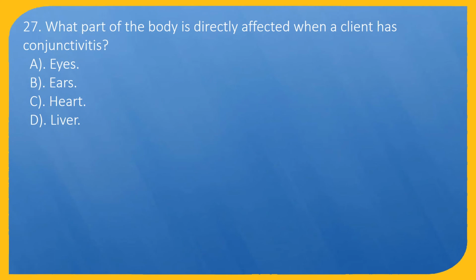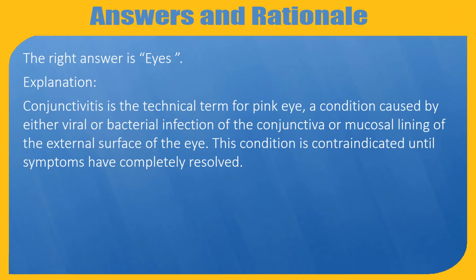Question 27. What part of the body is directly affected when a client has conjunctivitis? A. Eyes. B. Ears. C. Heart. D. Liver. The right answer is eyes. Explanation: conjunctivitis is the technical term for pink eye, a condition caused by either viral or bacterial infection of the conjunctiva or mucosal lining of the external surface of the eye. This condition is contraindicated until symptoms have completely resolved.